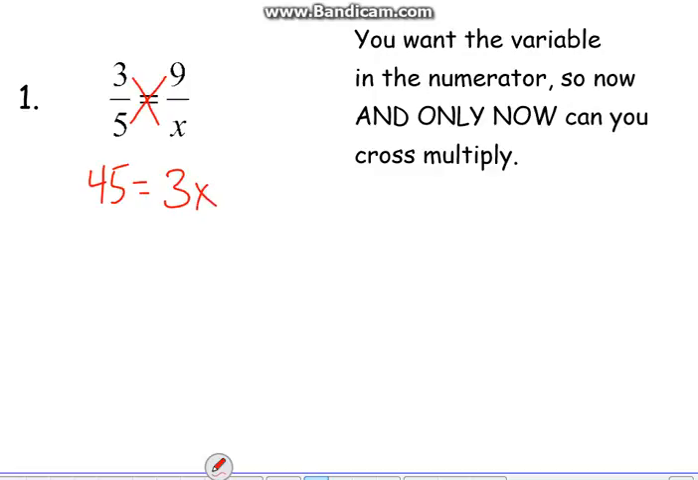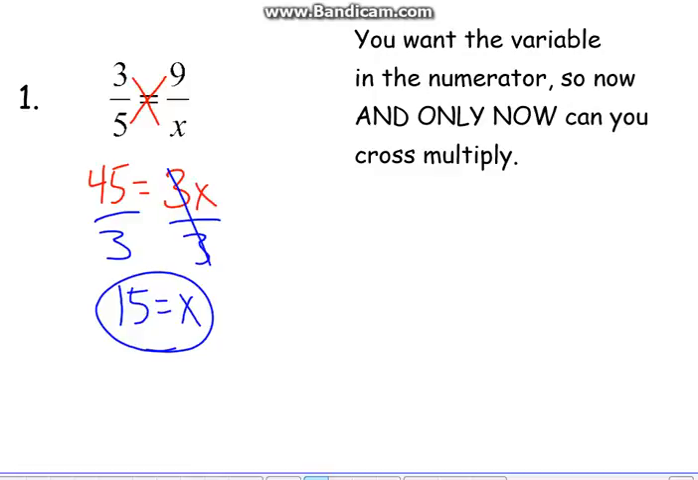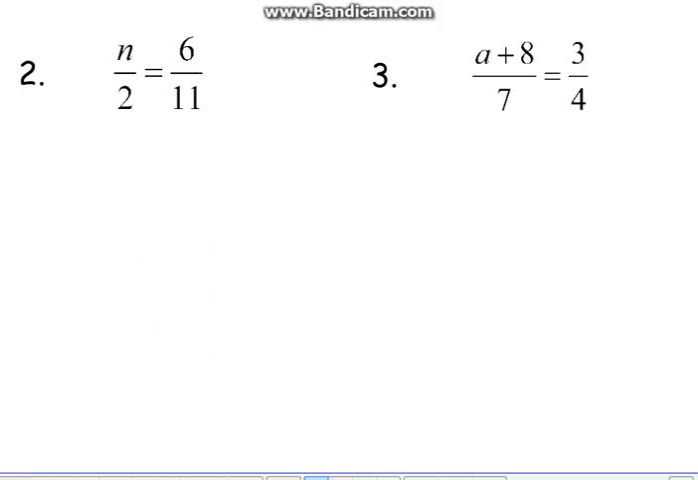Now, it's just as simple as solving for x. We divide both sides by 3, and we get 15 equals x. Super easy problems, right? Stuff we've all done before. Let's take a look at a couple more and kind of increase the difficulty as we go. Okay, number 2, we have n divided by 2 equals 6 over 11.